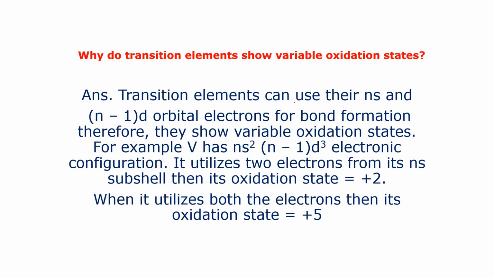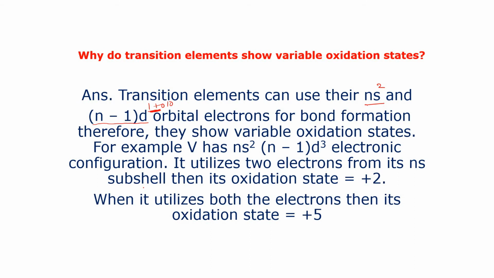The configuration of transition elements will be ns and (n-1)d, so all the electrons will fill in this case. It will be ns2 and this will be 1 to 10 electrons. So as the number of electrons in the d orbital increases, it can lose more electrons. More availability of electrons, more tendency to lose electrons. When they lose electrons, they get oxidation states.